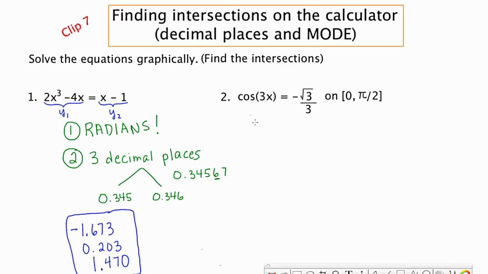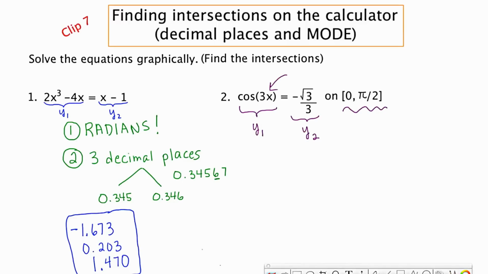I'm going to repeat the process for problem number 2. I'm going to call this y1, and I'm going to call the right-hand side y2. Now notice they give us an interval here, and that's because this trig function goes on forever, as does this line here, and there would be infinitely many solutions. So by giving us a specified interval, we can zero in on the specific answers that we want.